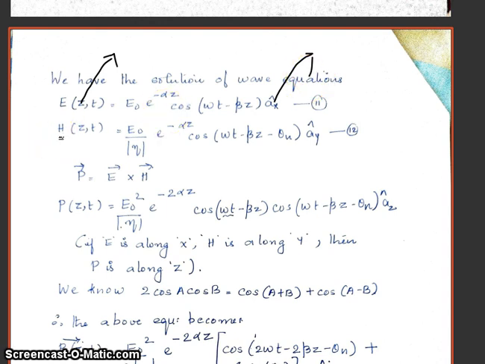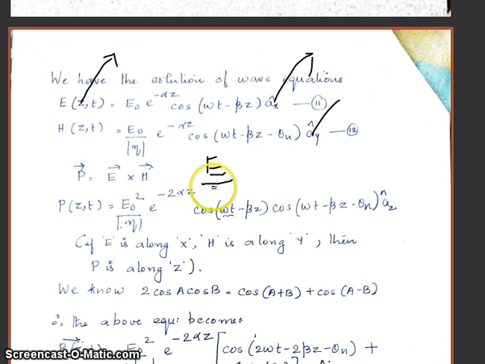Similarly, the magnetic field H(z,t) is equal to E naught by eta into e raised to minus alpha z cos of (omega t minus beta z minus an angle theta n) of ay. This theta n represents the angle of the magnetic field with respect to your electric field. So this ay represents that the magnetic field is along which direction? Y axis.